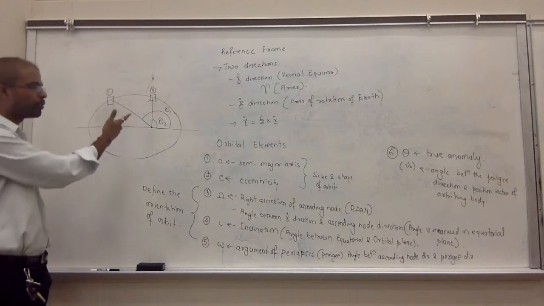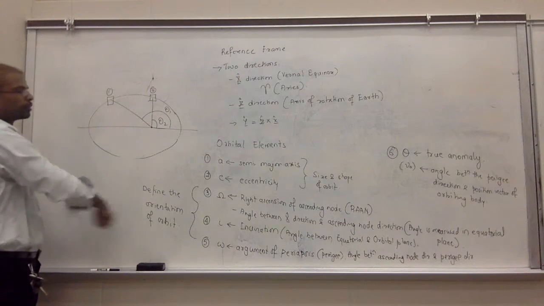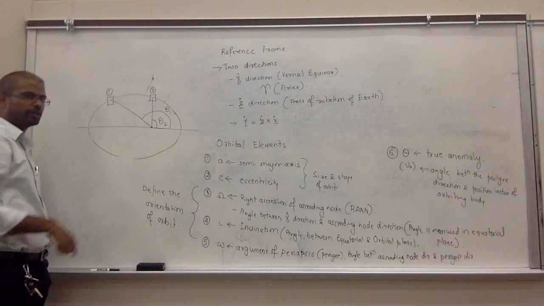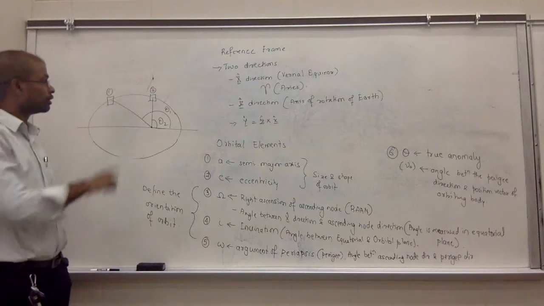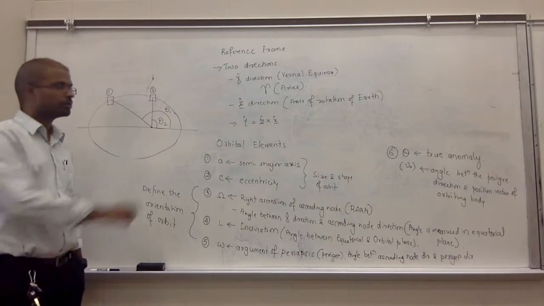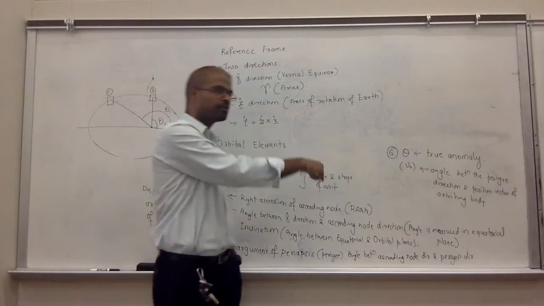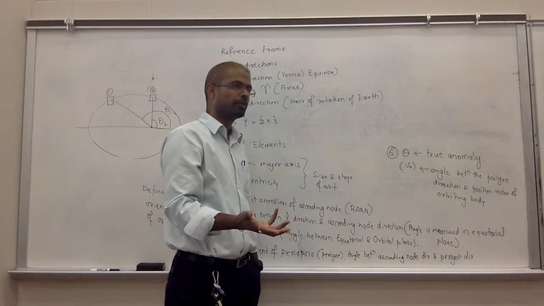If you speed up, it's going to go on a bigger orbit. If you slow down, it's going to come inside. Those are two different orbits because the true anomaly is different. So all of these six uniquely define an orbit.